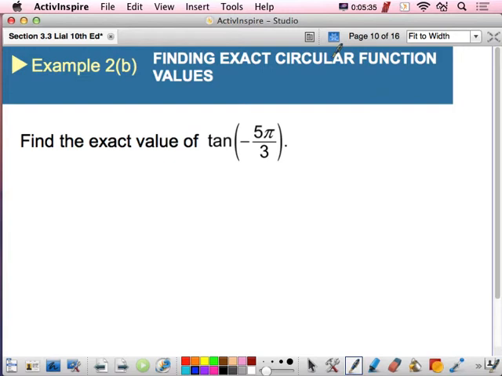So now we're going to look at the tangent of negative 5 pi over 3. Now, right off the bat, you know that the reference angle is what? 60 degrees, because it's something pi over 3. However, negative 5 pi over 3 isn't on my unit circle, so finding its quadrant is going to be an issue.